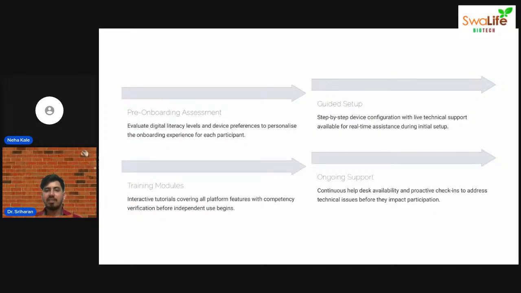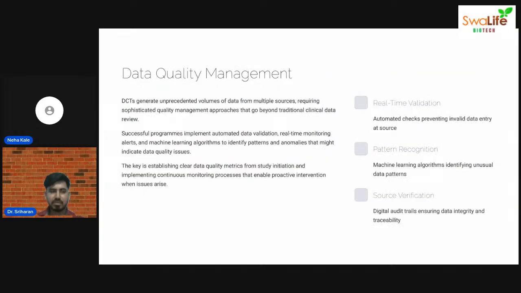The guided setup is useful if the patient has any problem and we cannot reach the concerned person or technical team; it helps when there is a lack of technical skill. Ongoing support is nothing but giving ongoing support to the patient using a 24/7 technical support team while in the research.